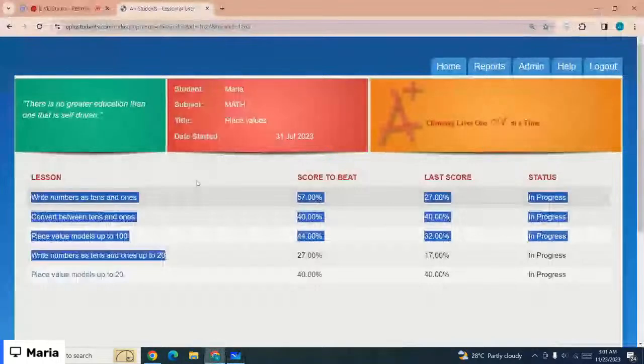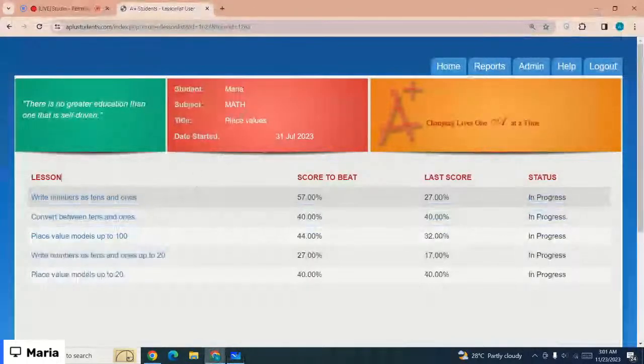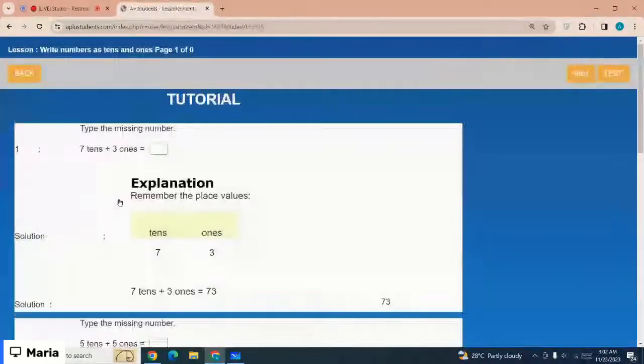Okay, here I'm on grade 1 math. The chapter we're working on is place values. So let's start with the lesson, write numbers as tens and ones. Type the missing number: 7 tens plus 3 ones. So basically the words ones and tens tell you the place value of the digits, right? Three ones means 3 is at the ones position and 7 tens means 7 is at the tens position, right?